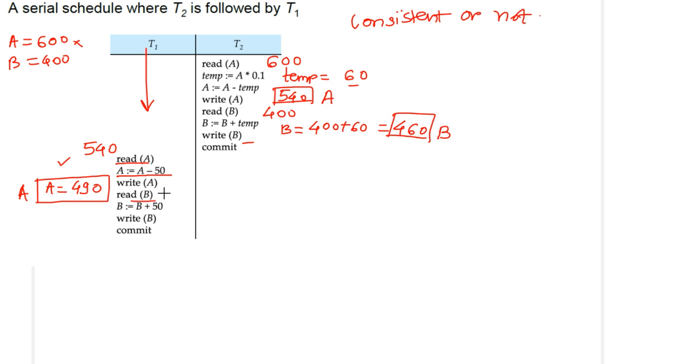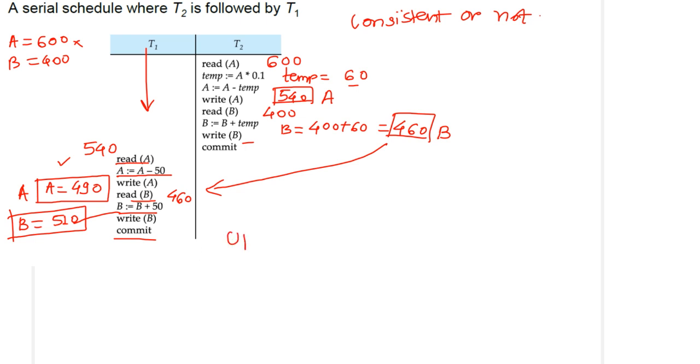Read B. B is read, so B will be now 460, which is the recent value that is read here, and B is equal to B plus 50. So B is equal to 460 plus 50, that is 510. Okay, so that is the updated value of B. Transaction commit. So these are the final values.